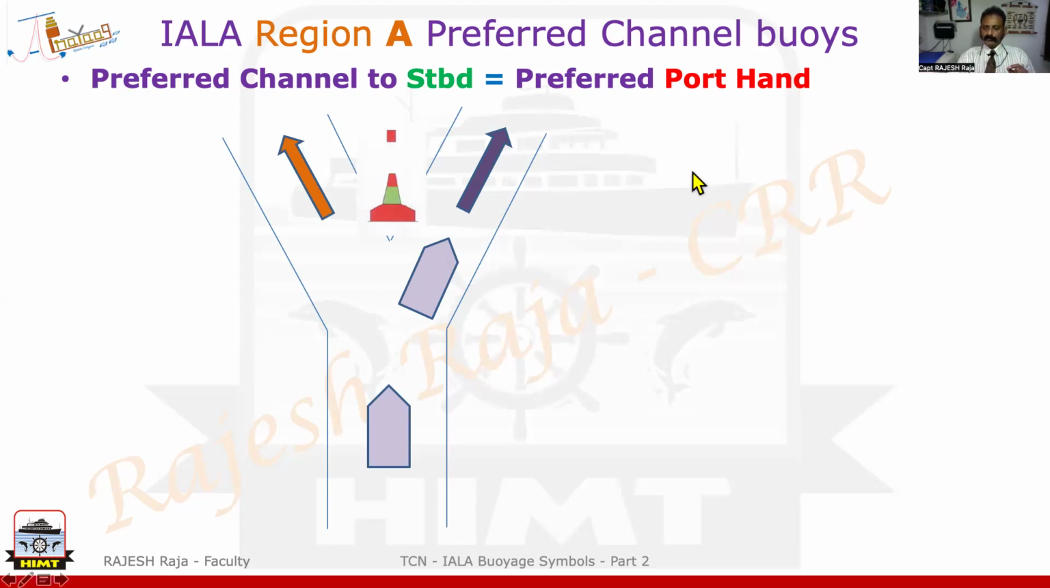Why? The moment you are in region A, your port hand is mainly red color. You can see the majority of the color is red, but with a small green horizontal band, which tells that I can go on both of them, but it's preferable to keep it on my port side. That means it's a preferred port hand buoy. But if you officially go to the book, it will be written preferred channel to starboard. This is how you should remember.